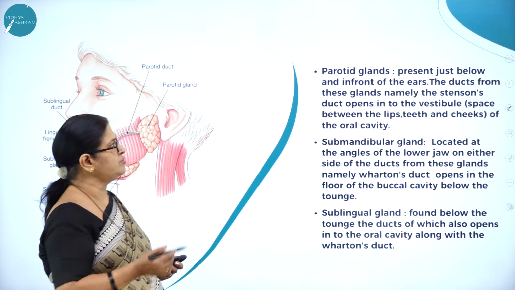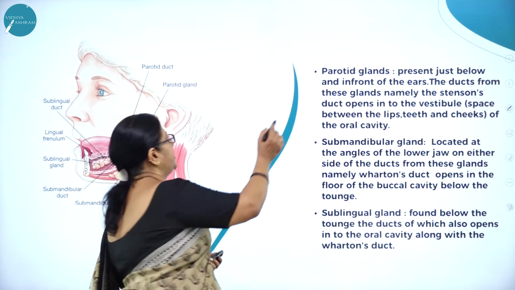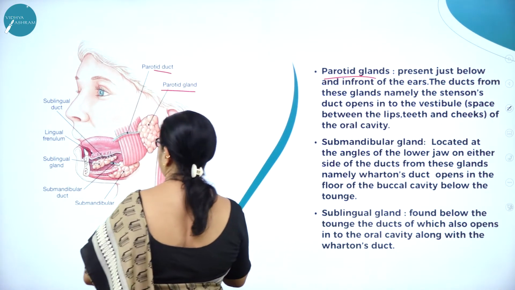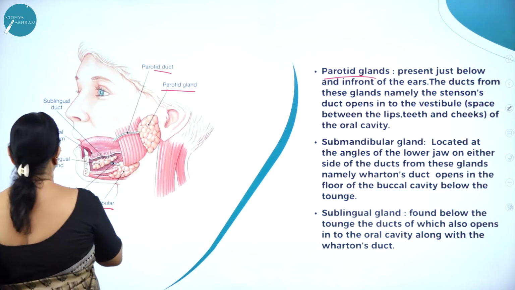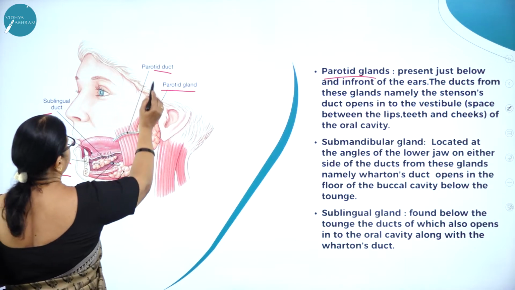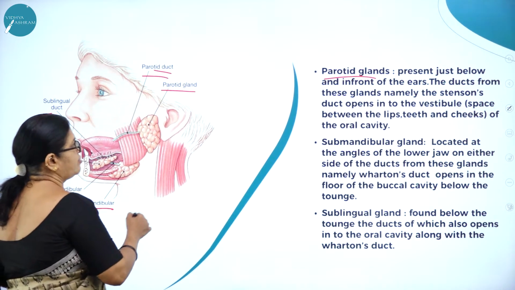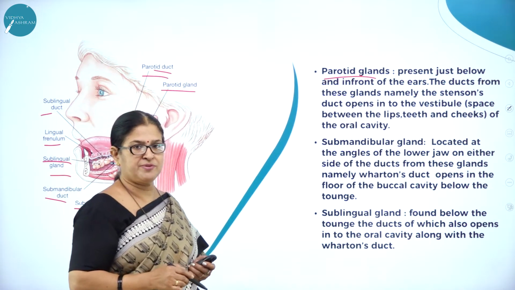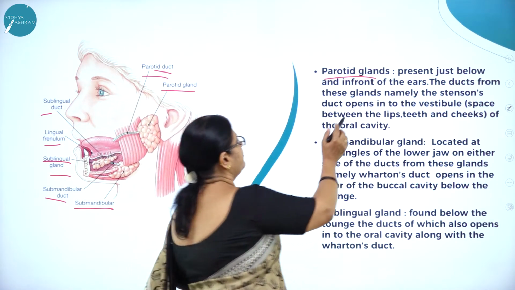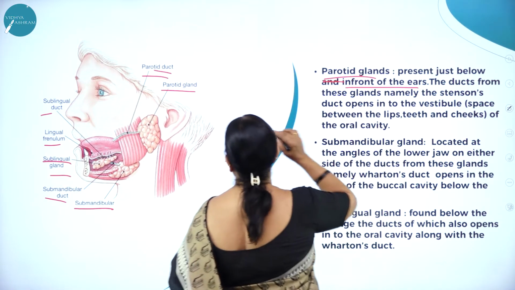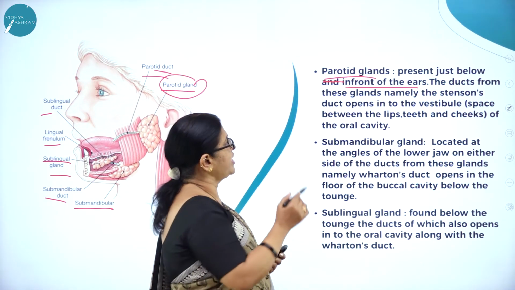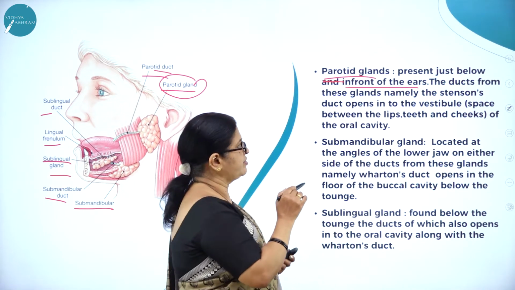Then moving on to one of the salivary glands called the parotid gland. Here you can see the submandibular, sublingual, and parotid glands. All these are the different types of salivary glands. Parotid glands are present just below and in front of the ears.